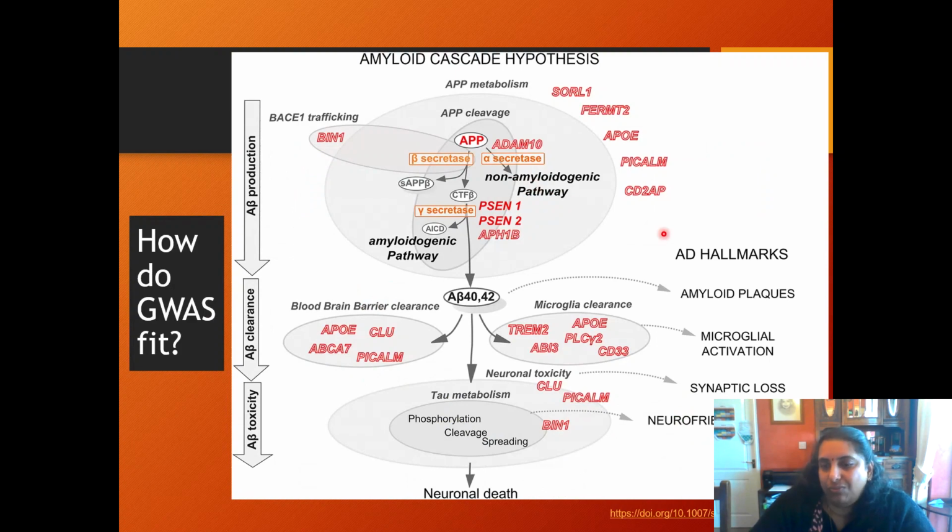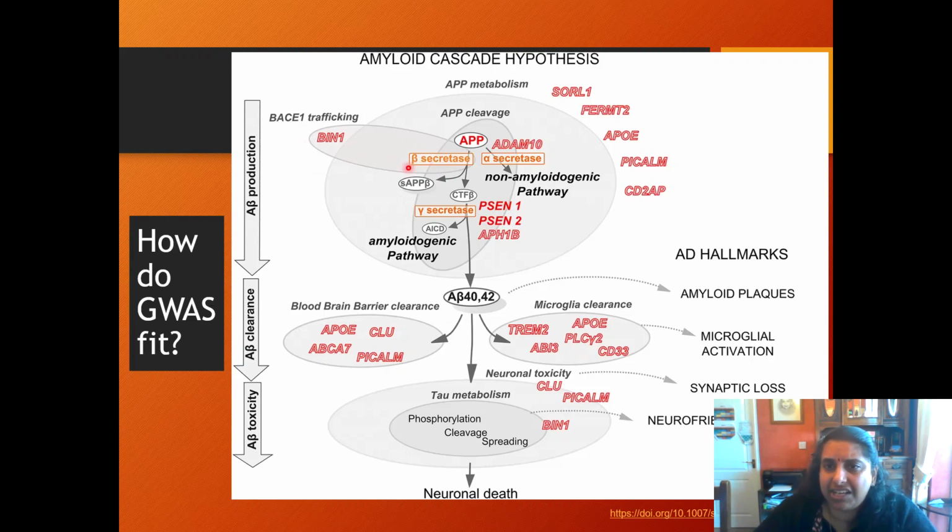So what are the GWAS genes doing? Like, how do they fit into all of this? I'm not going to go through this in detail, but we have the amyloid cascade hypothesis, and the fully red genes here are the ones that are mutations, and then you see all of these outlined red genes. Those are ones that have been found in GWAS studies. You can see that some of them might fit into the tau metabolism, some might be involved in blood-brain barrier clearance, some might be involved with microglia clearance. It's thought that microglia can actually clear some of the plaques, clear some of the A-beta, etc., and that might actually help.